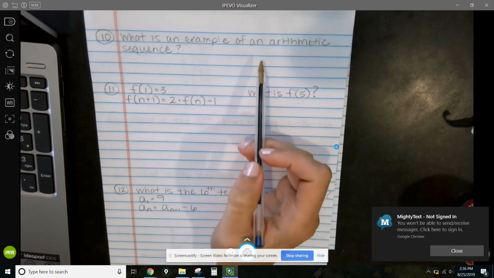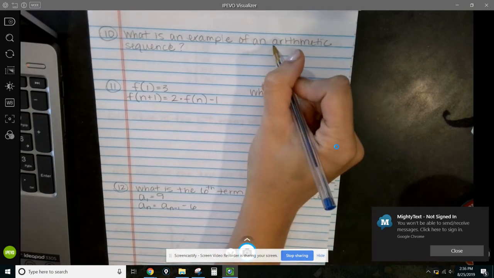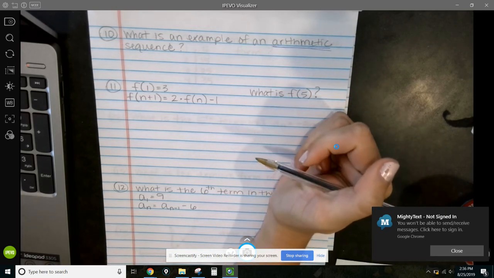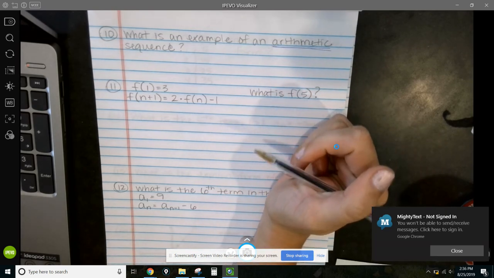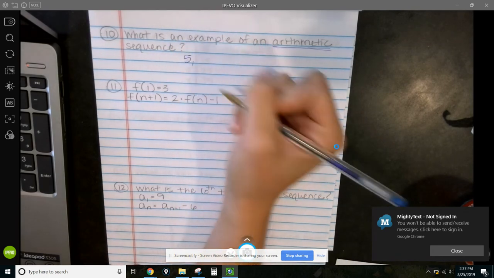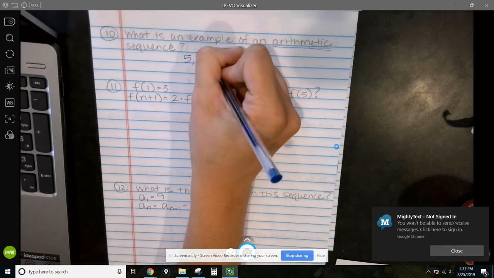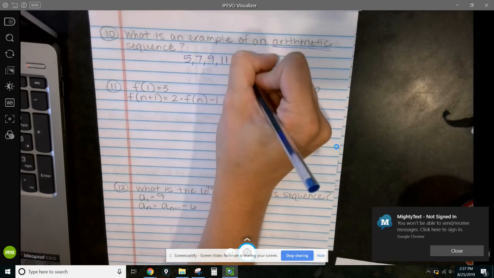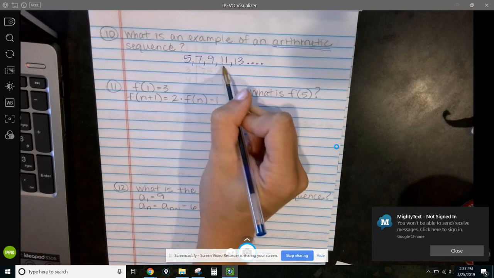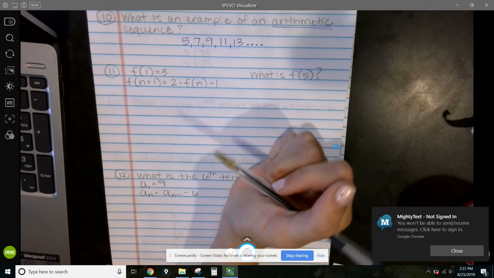What is an example of an arithmetic sequence? So you learned about sequences. This one sounds like arithmetic, right? Arithmetic. So that means you're going to be adding the same number every time. So you can come up with your own example. Let's say I want to start with 5 and I'm going to add 2 every time. So my arithmetic sequence would be 5, 7, 9, 11, 13, and so on, because I was adding the same number every time. I added 2 every time. So that's an example of an arithmetic sequence.